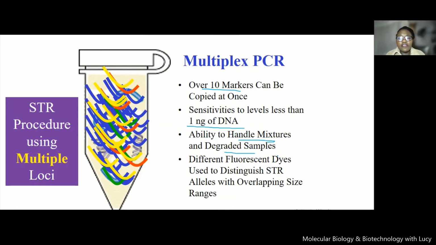So in this case, because you're using many, you have to distinguish your markers with different fluorescent dyes, so that now you can be able to see. That's why you see some are red, green, blue, etc.